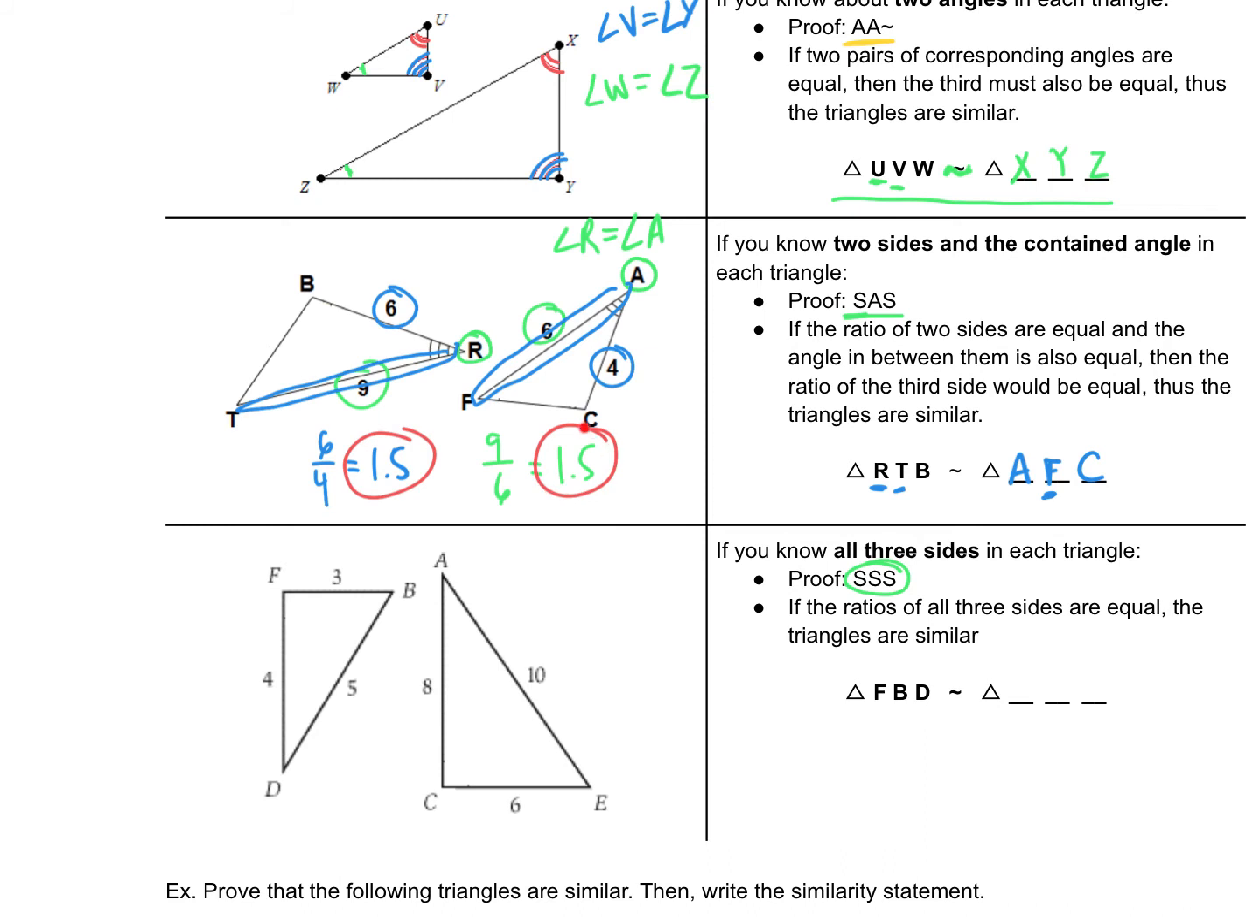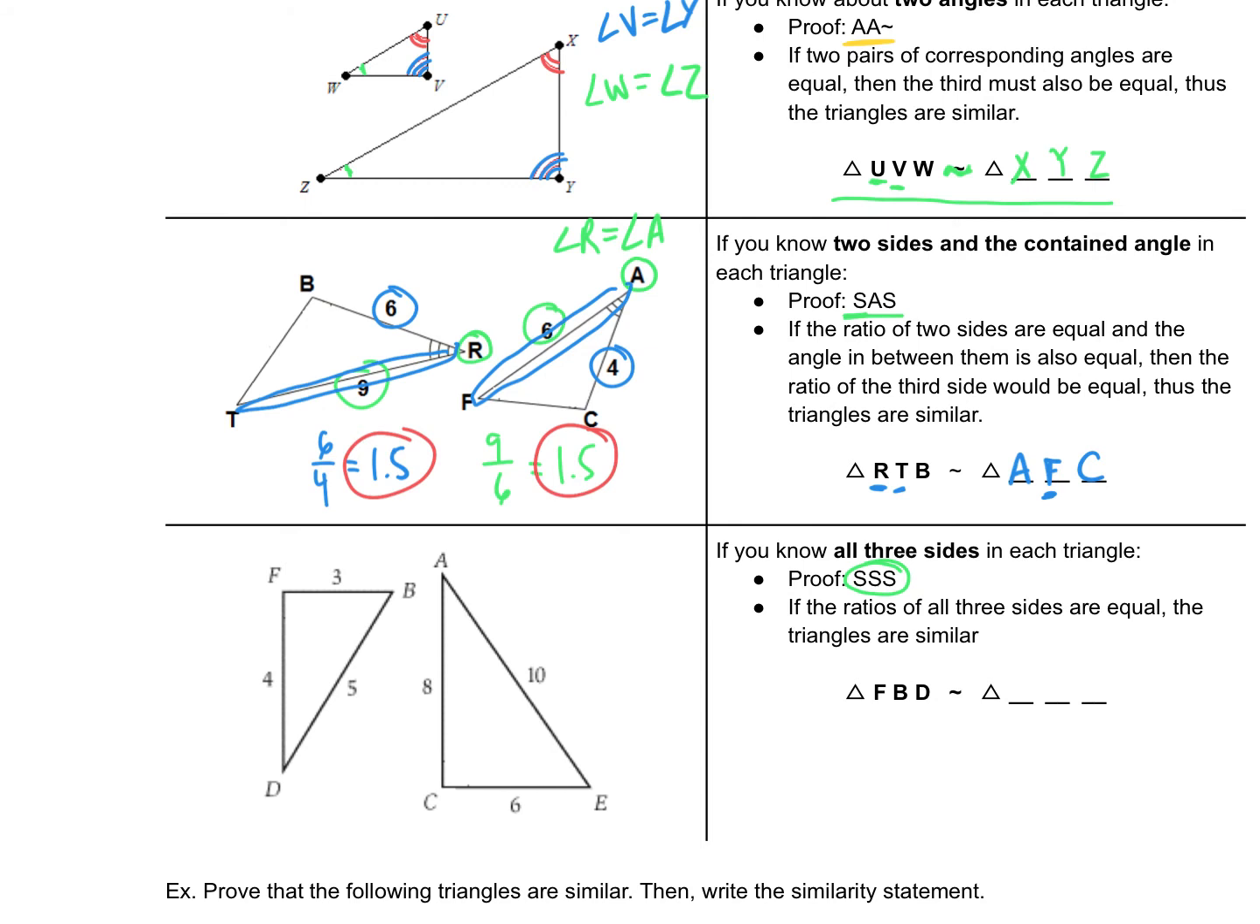And the scale factor should match all 3 times. If it does, they're similar. If it doesn't, they're not similar. So looking at this, I'm going to do a little bit of a preview here. I have side lengths 3, 4, 5, and 6, 8, 10. It kind of looks like the triangle's being doubled, and that's what I need to prove.